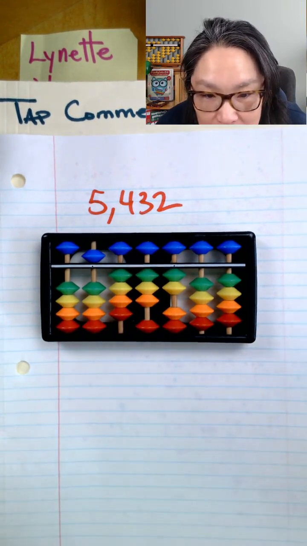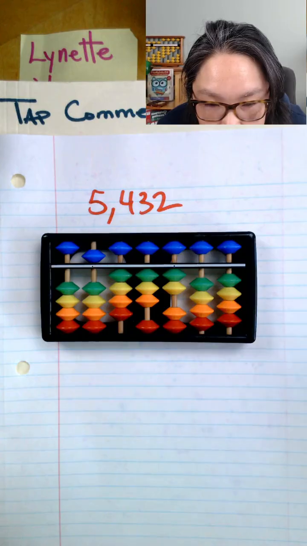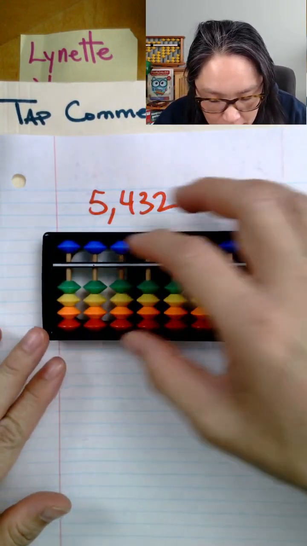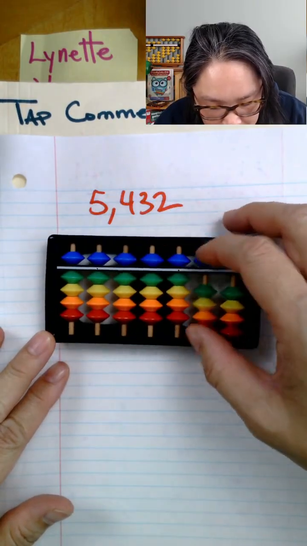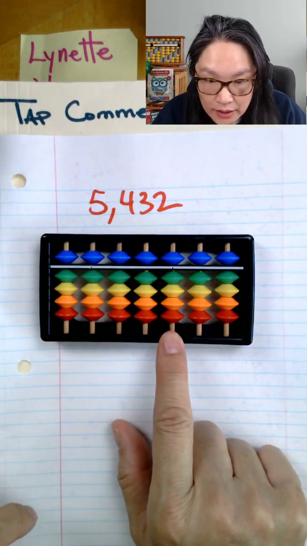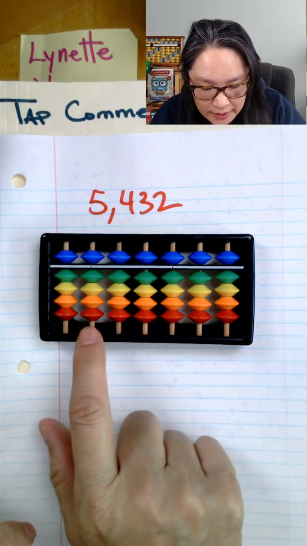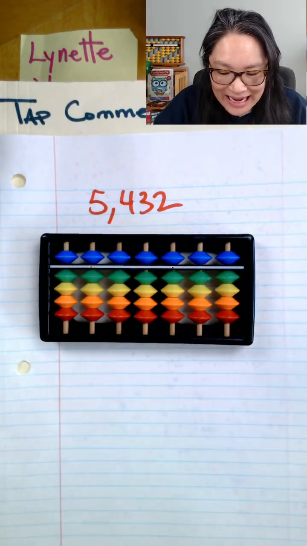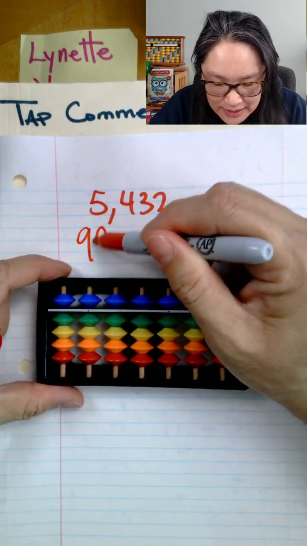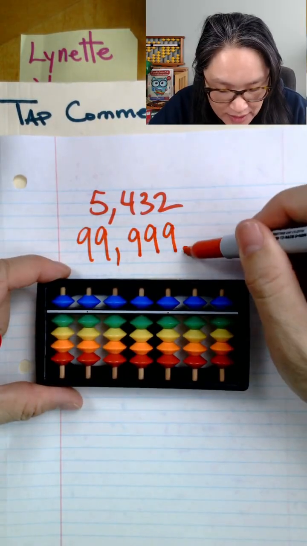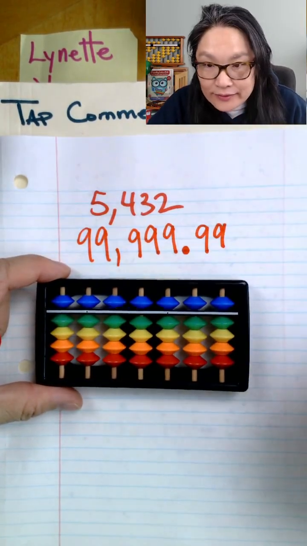So does this mean the small abacus only does 900? Okay, so let's do it. 1, 2, 3, 4, 5, 6, 7. Well, if I start here, it would be 99,999 with our decimals 9.9.